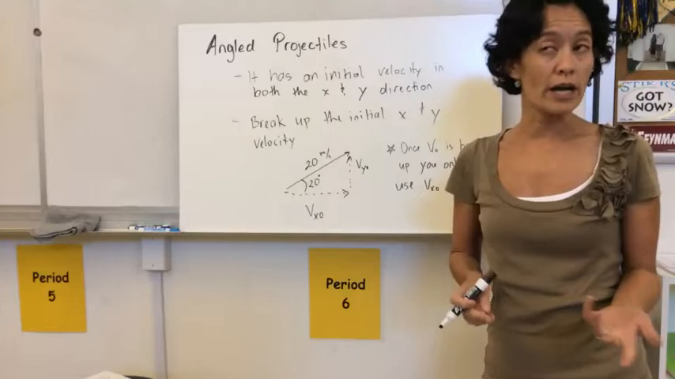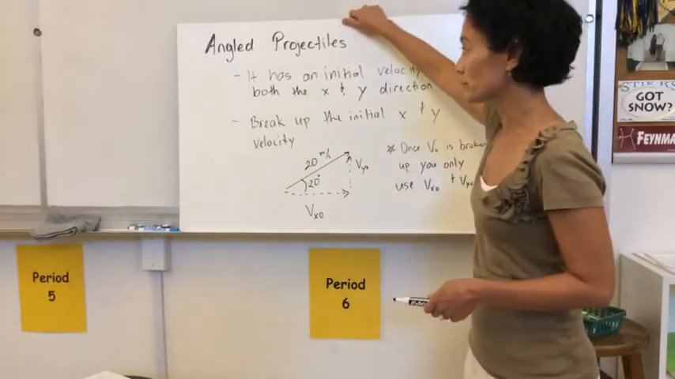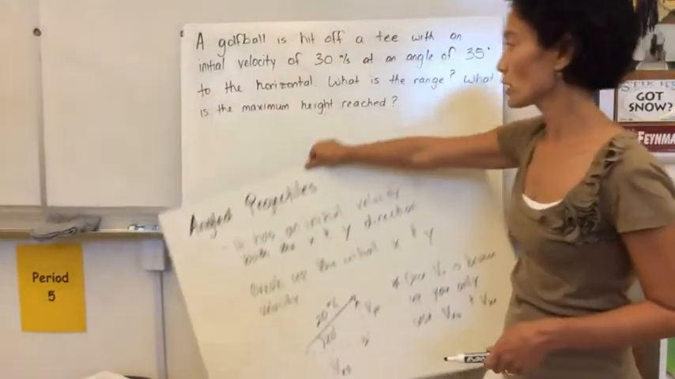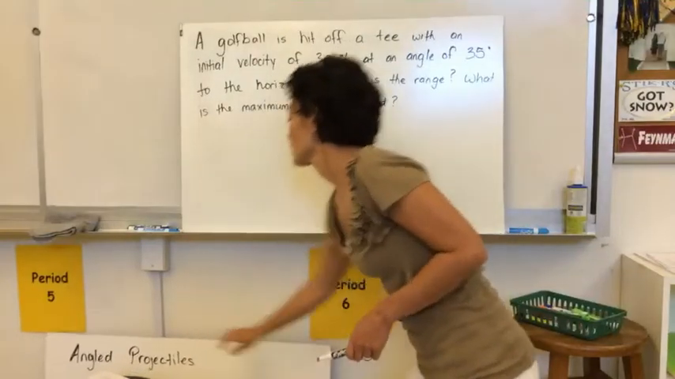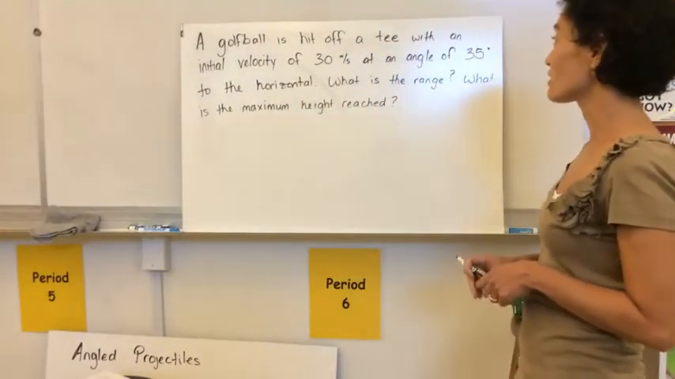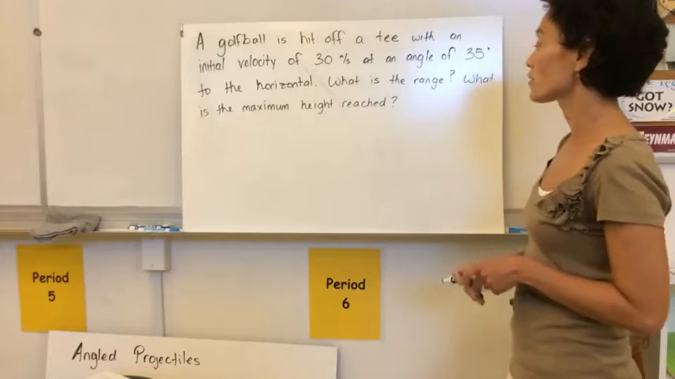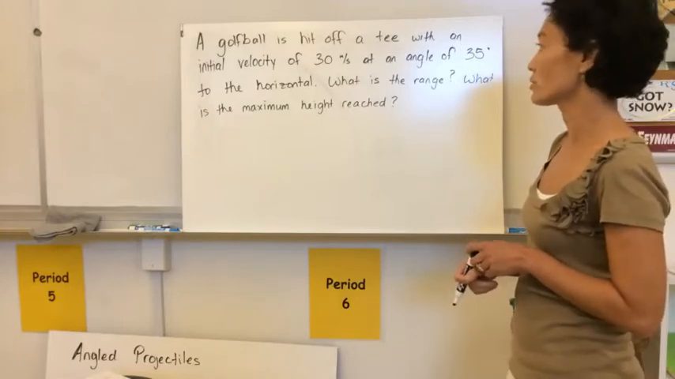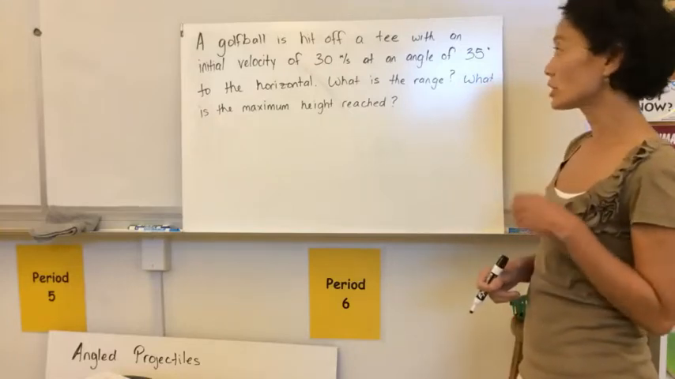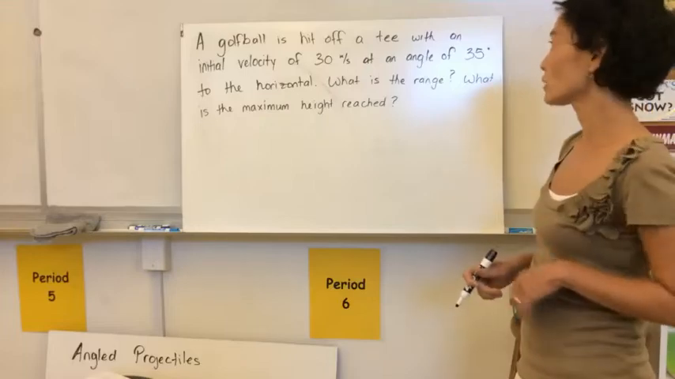So let's go ahead and just try an example of an angle projectile. So here is our question. It says a golf ball is hit off a tee with an initial velocity of 30 meters per second at an angle of 35 degrees to the horizontal. What is the range? And then what is the maximum height reached?